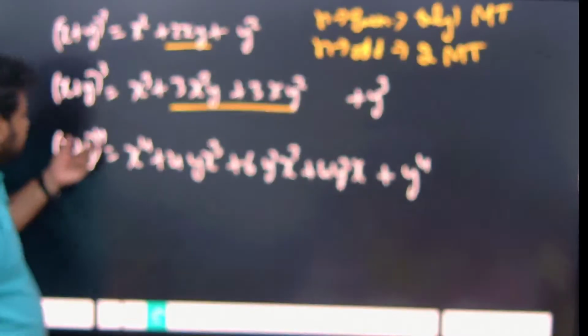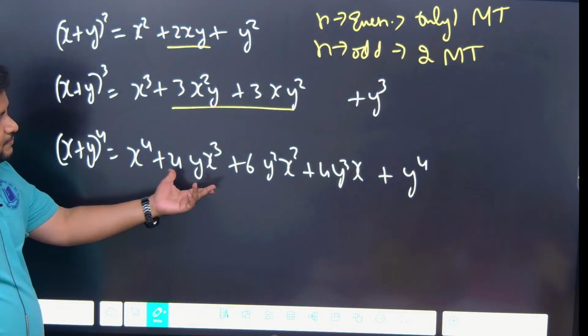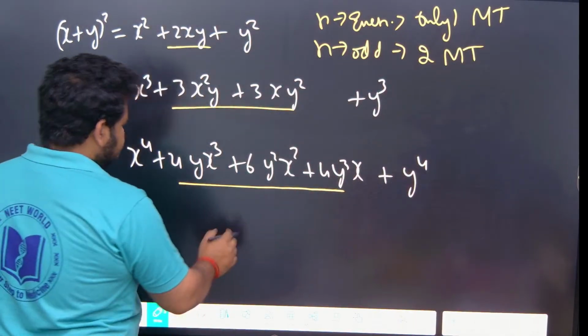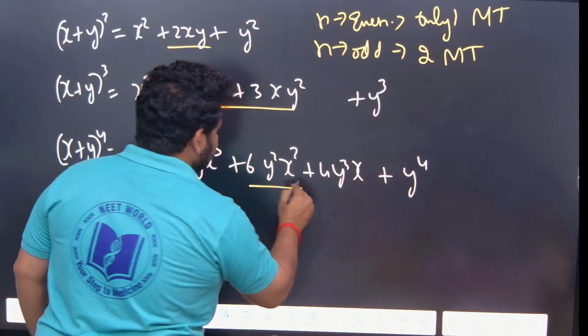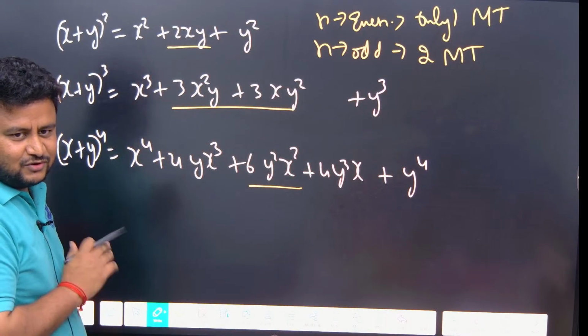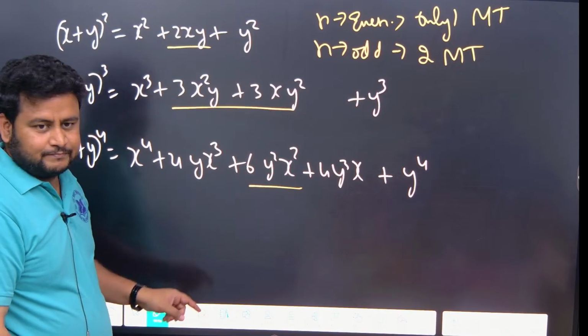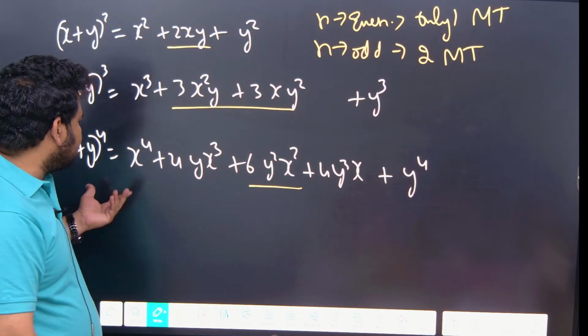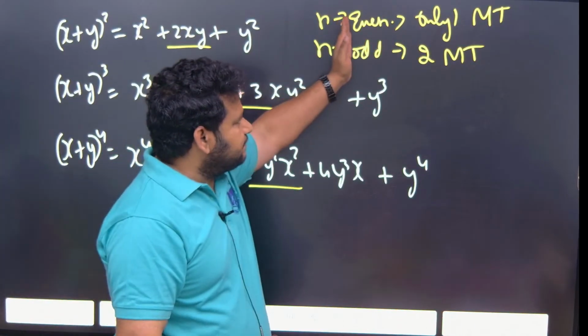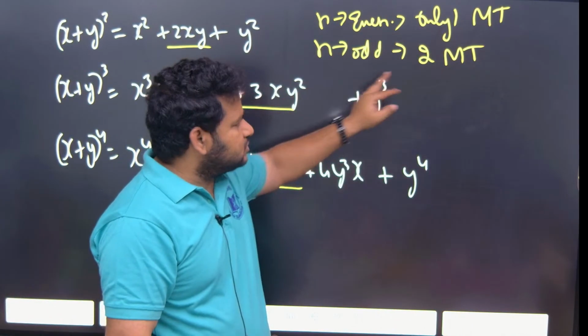Now let's look at this one. So n is even. How many middle terms are there? 3. Correct? 3 middle terms are there. See, only one middle term. Just focus. You have to focus. What I say, don't just agree with that. Now if I talk about 5, there will be 2 middle terms. So even means only one middle term. Odd means 2 middle terms.